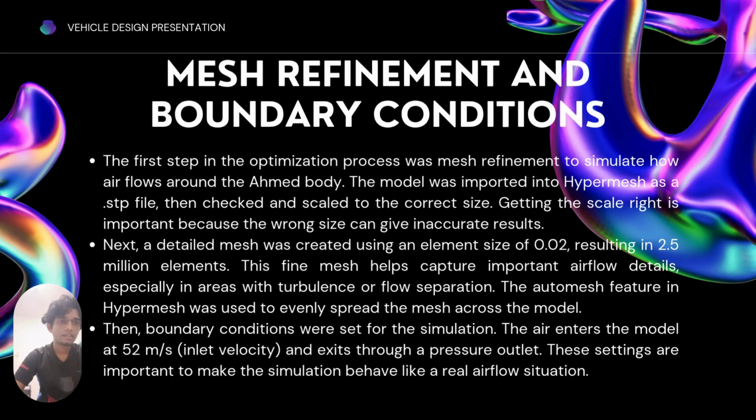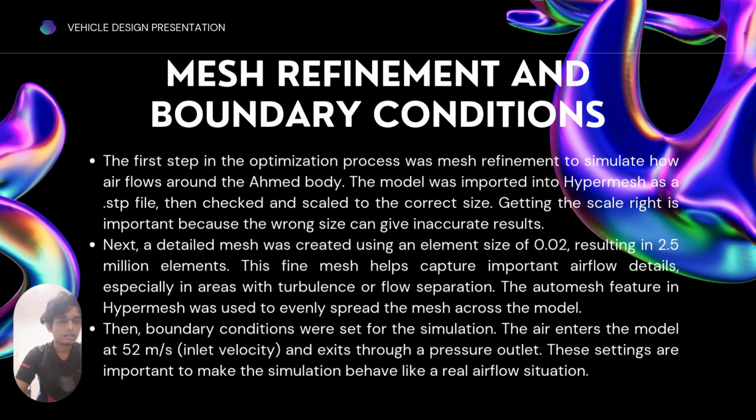Okay, firstly, the mesh refinement and boundary conditions. The first step in the optimization process was mesh refinement to simulate how air flows around the Ahmed body. The model was imported into HyperMesh as an STP file, then checked and scaled to the correct size. Getting the scale right is important because the wrong size can give inaccurate results. Next, a detailed mesh was created using an element size of 0.02, resulting in 2.5 million elements. This fine mesh helps capture important airflow details, especially in areas with turbulence or flow separation. The AutoMesh feature in HyperMesh was used to evenly spread the mesh across the model.